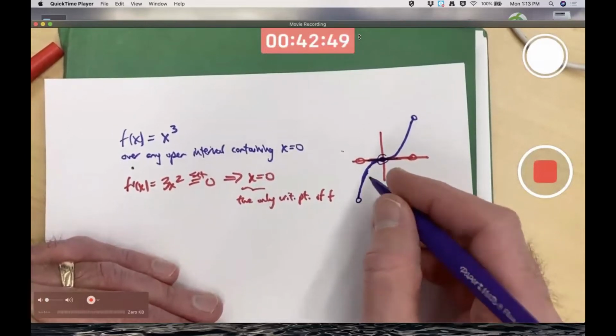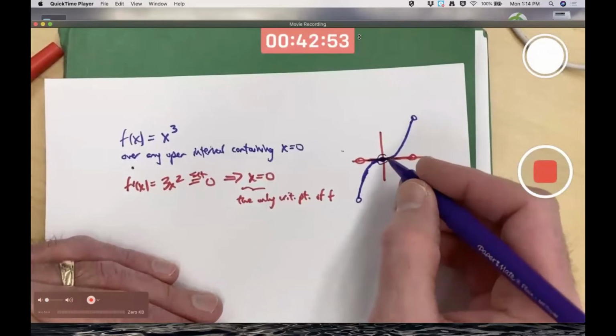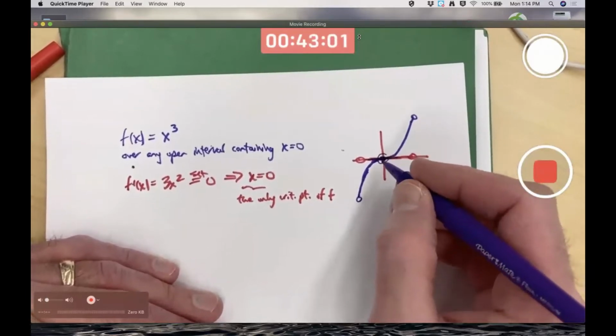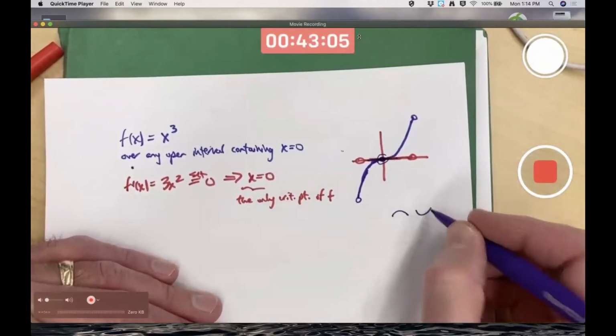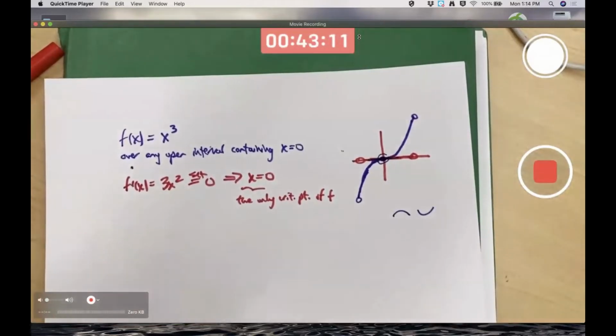But it gets so close to 0 when you zoom in far enough that you can't tell the difference between the x-axis and the graph of this function. That's why the tangent line is horizontal, but it doesn't have a local max or local min there. It doesn't look like the top of a little hill or the bottom of a little valley. So that's a critical point that's neither a local max nor a local min.